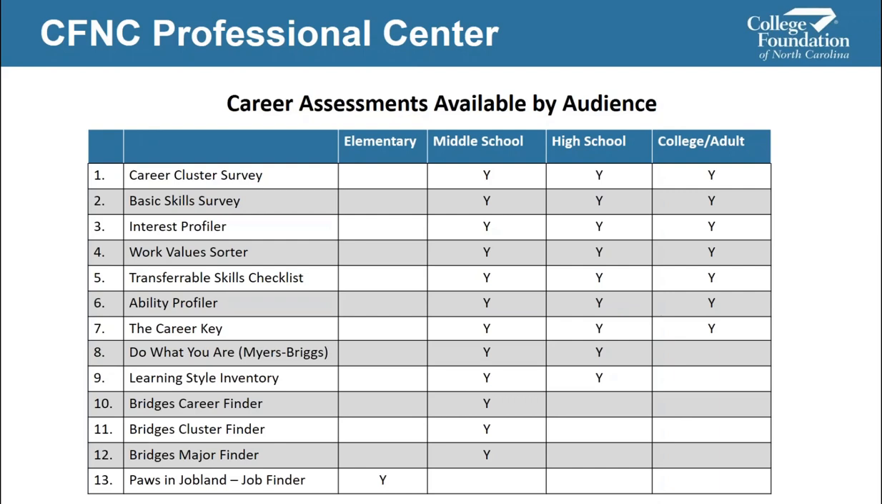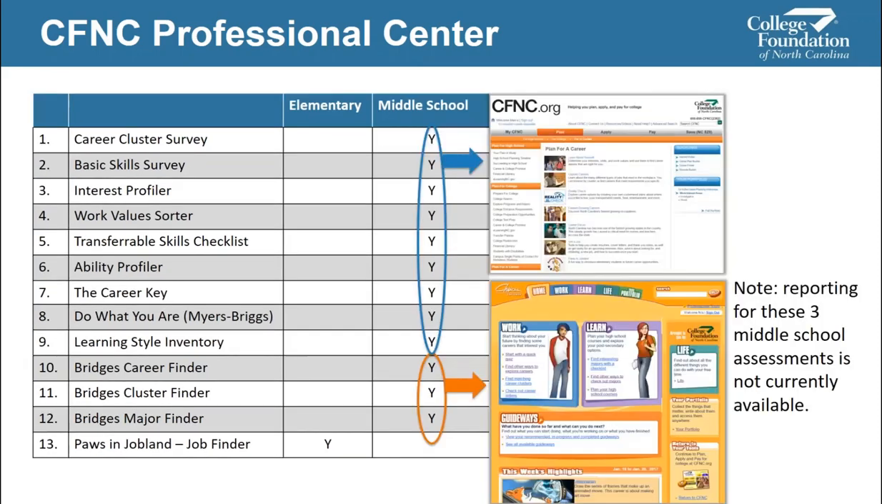Now, there are various reasons, and I won't go into the details here, as to why they're available only for certain audiences. It could be licensing, or it could be the research that's behind these. Perhaps they're not valid for a specific audience. I added this graphic just to illustrate for middle school, especially, what the student experience is like. So for these first 9 assessments, they would access those through the main CFNC.org site in the Plan for a Career section, and then Learn About Yourself. It's that very first link under Plan for a Career.